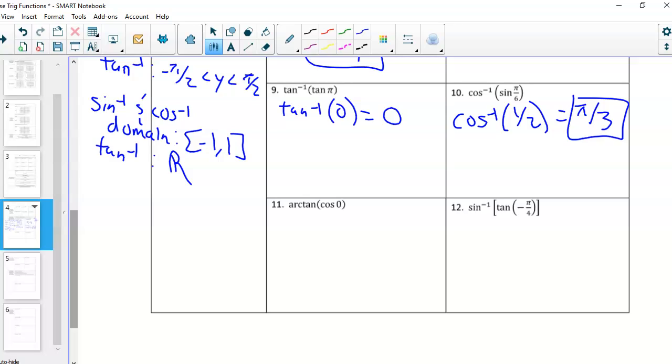What is cosine of 0? 1. Where in tangent's range is tangent equal to 1? Pi over 4. And then, what is tangent at negative pi over 4? Negative 1. So now we're looking in sine's range, where is sine equal to negative 1? Negative pi over 2.